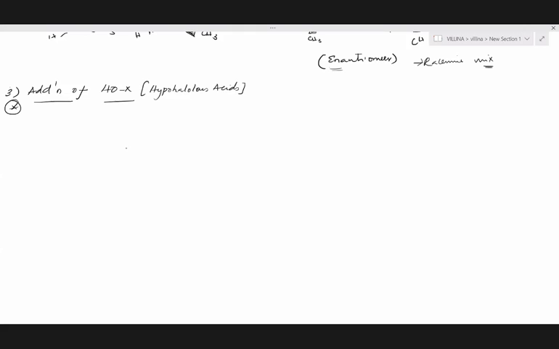Next, please take down the heading as next addition reaction: addition of HOX. HOX are nothing but hypohalous acids. Even this was asked once in the exam. Direct equation they have asked. They did not even go into specifics, mechanisms or anything. Just the question as it is they have asked.